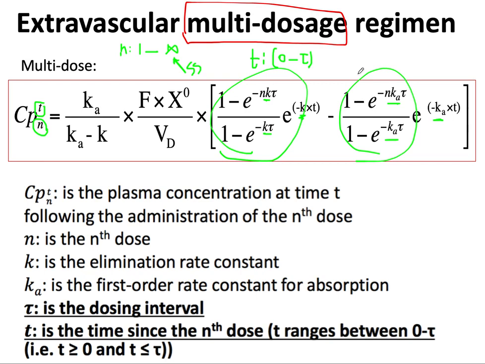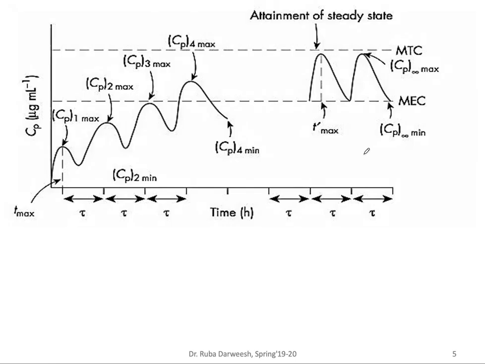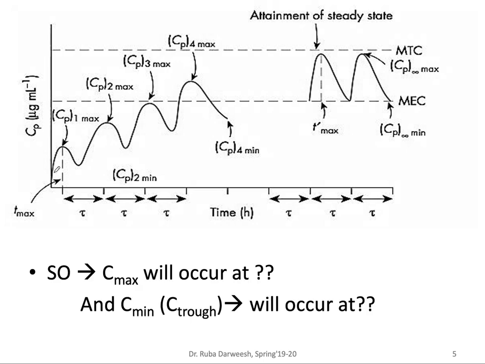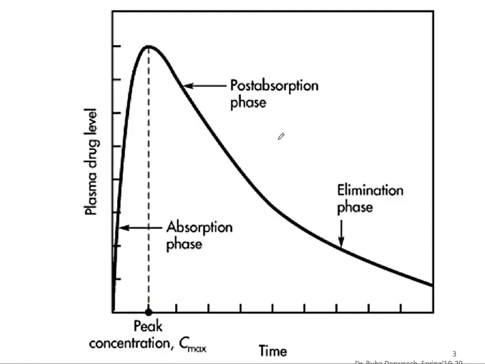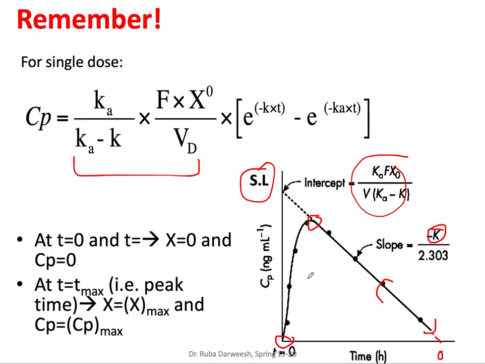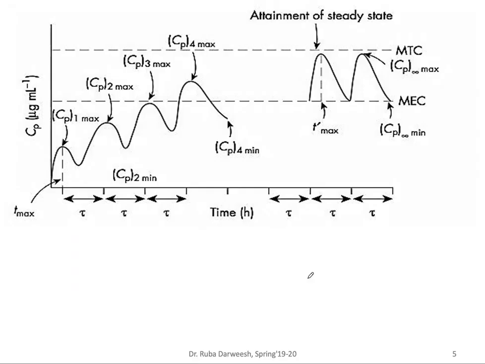So I can use the kinetics of a single dose to predict the multiple-dose kinetics. And this is the profile that we have for multiple-dose kinetics, rather than what we had before, because this is the profile for a single dose. So the same thing will be here with just multiple doses.